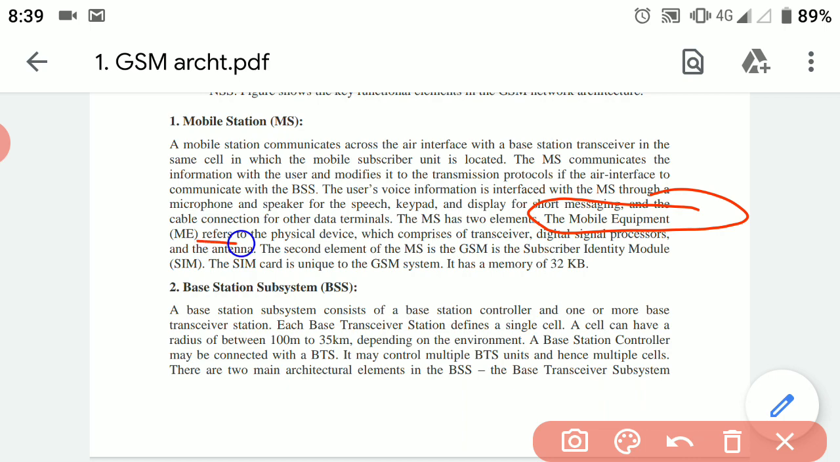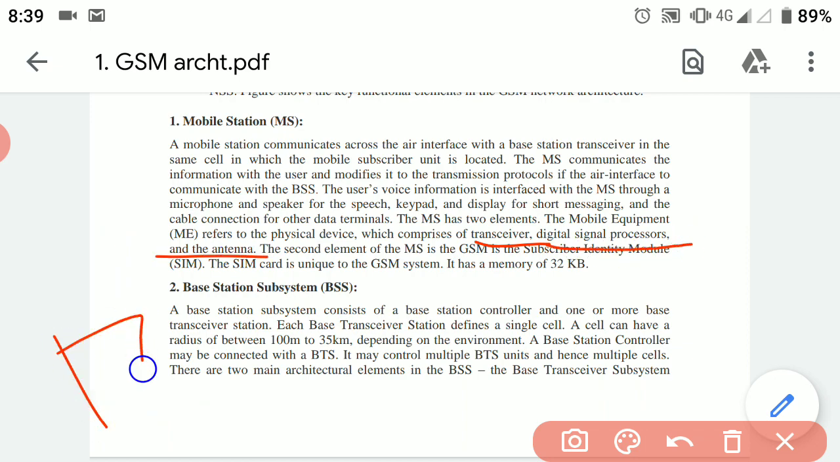It is the physical device. This is the mobile equipment. This is the physical device which comprises transceivers, digital signal processors, and antennas. This mobile equipment has all these electronic components.